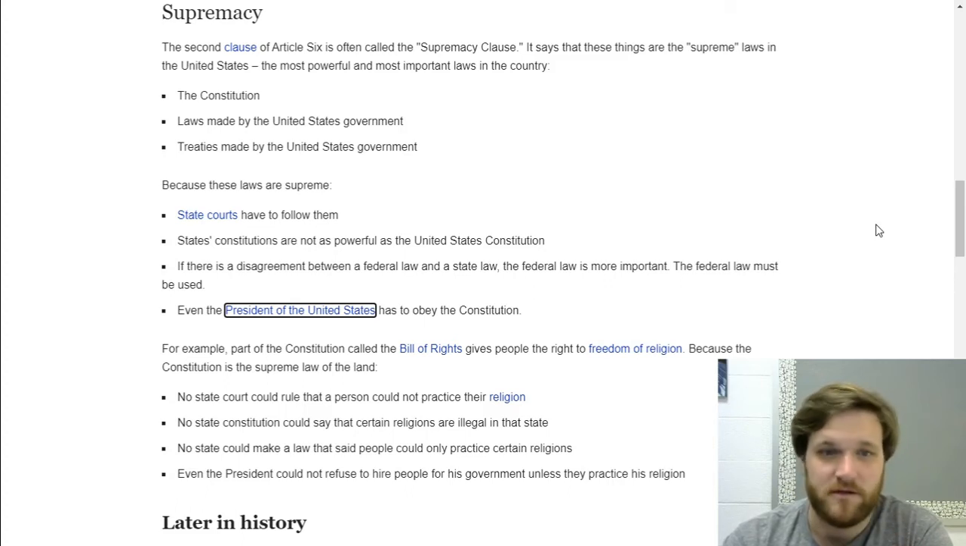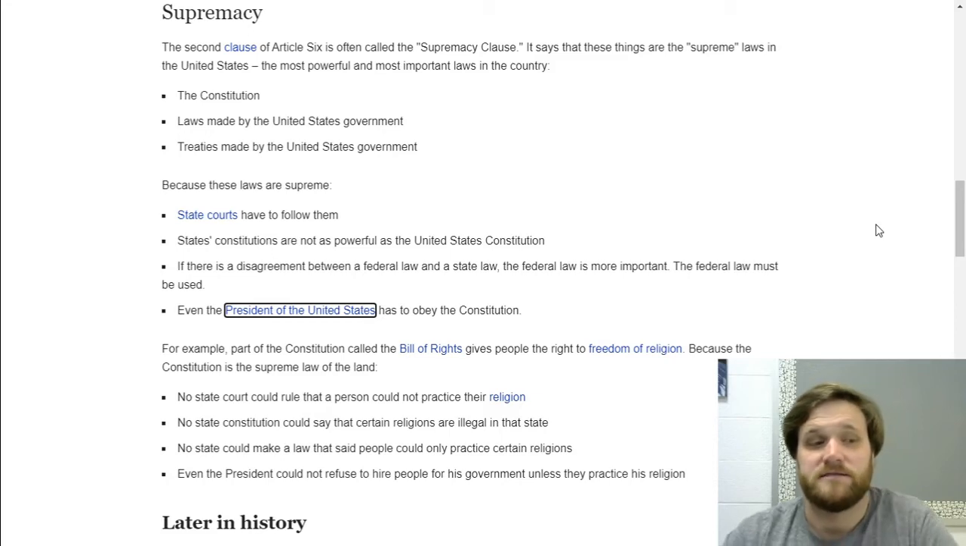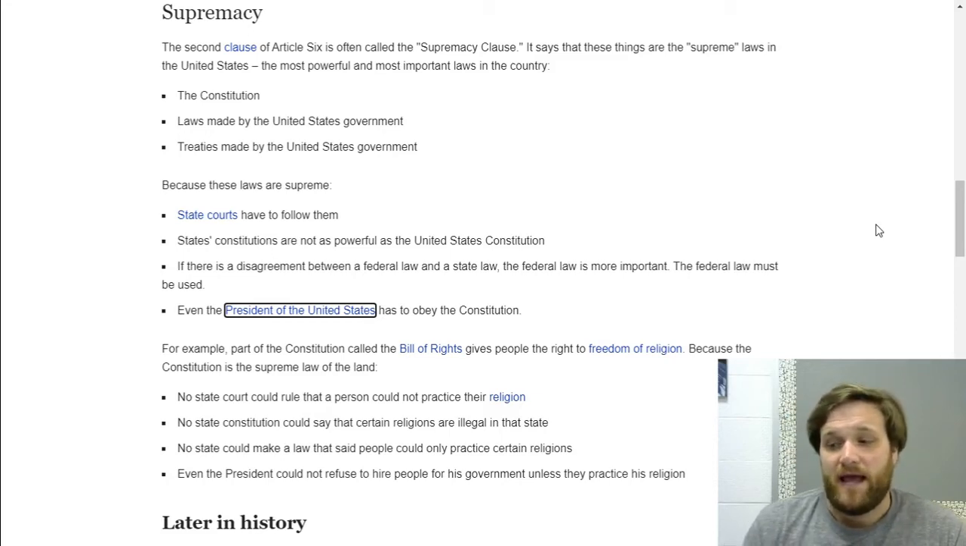And yes, even the president has to obey the Constitution. For example, part of the Constitution is called the Bill of Rights. That is the first 10 amendments at the end. They give people the right to freedom of religion. Because the Constitution is the supreme law of the land, no state court could rule that a person couldn't practice their religion. No state constitution could say that certain religions are illegal. No state can make a law that says people can only practice certain religions. And even the president cannot refuse to hire people for his government unless they practice his religion.